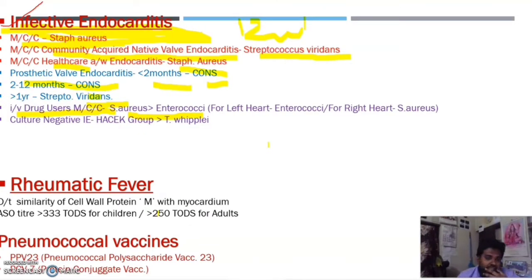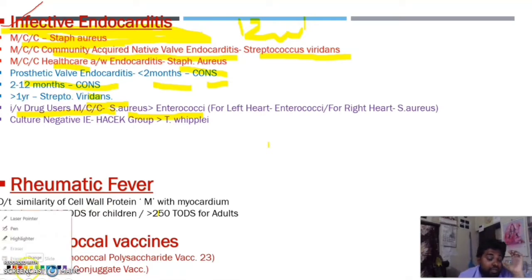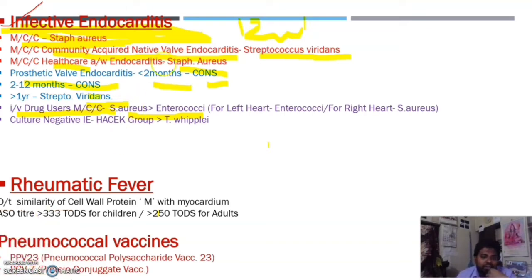So we will now discuss 2 to 3 diseases that are very much important. The first one is infective endocarditis. Infective endocarditis is an infection of the endocardium layer of the heart, the innermost layer. What happens is the valves etc. are infected. And usually the cause of the infection is Staphylococcus aureus.